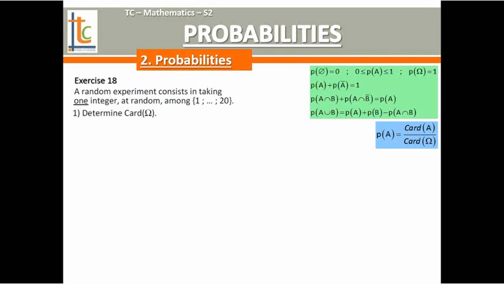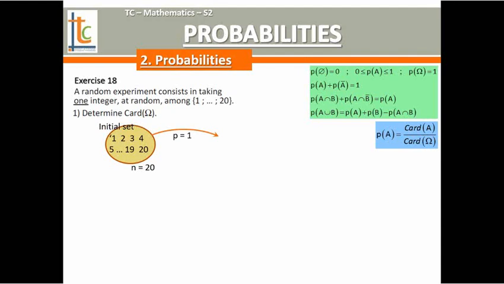Let's just have a look at omega, because the text of the exercise doesn't tell us about omega. We have to create it. So let's display a scheme like we did earlier in combinatorics. The experiment consists in taking one integer at random inside this initial set. So we've got the number n equals 20, and we have to pick at random p equal 1, one number.